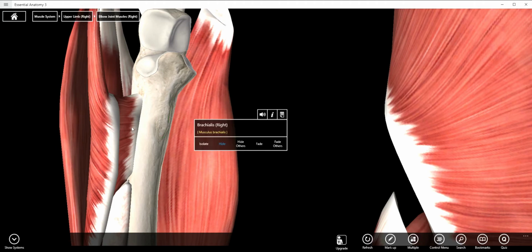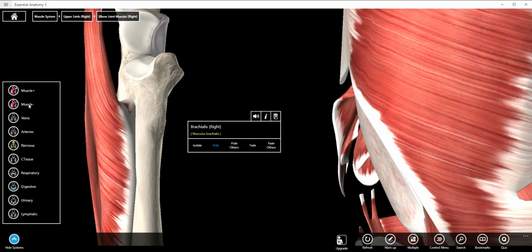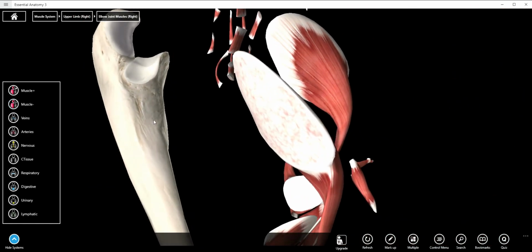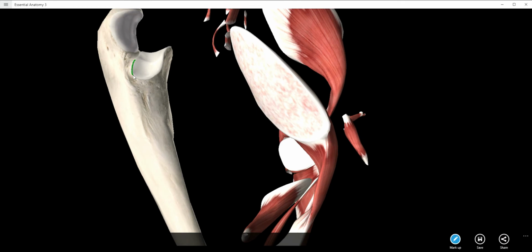Now let's move laterally around the corner here. We'll hide all these muscles. And they've drawn it in pretty well here. They actually made it an articular facet, so it looks nice. It's right here. It's called the radial notch. That is where the ulna articulates with the head of the radius.